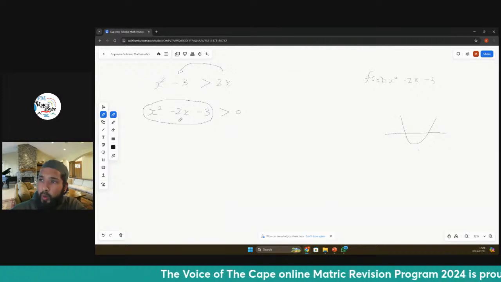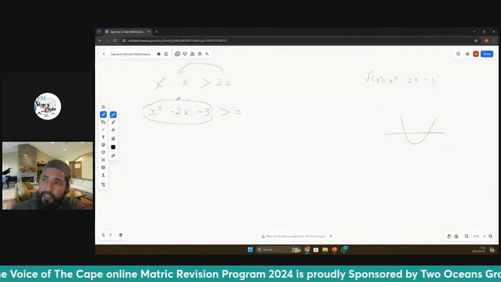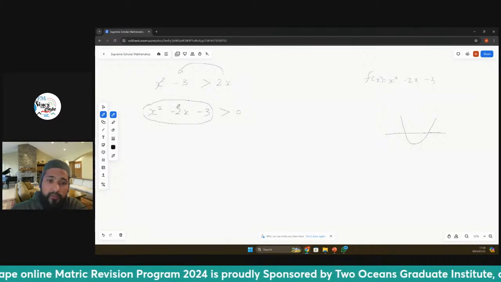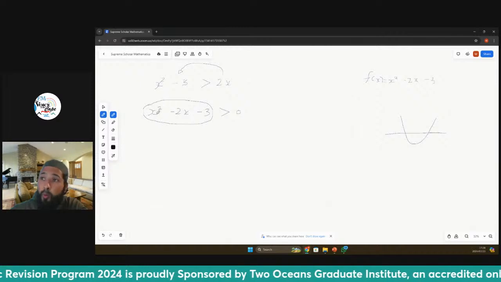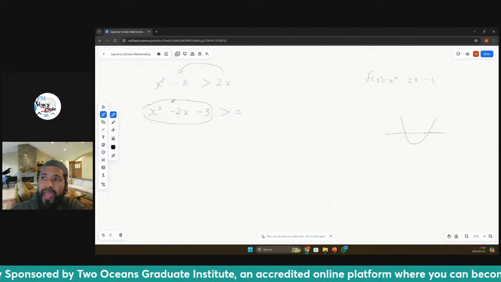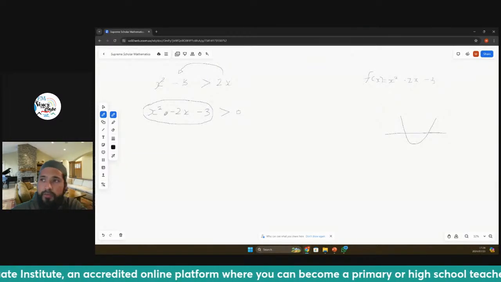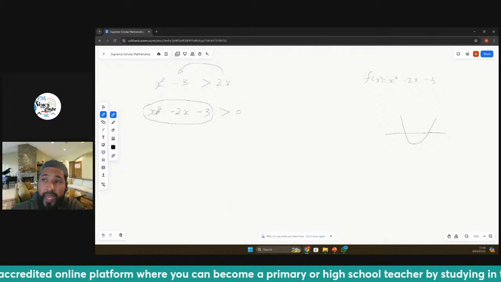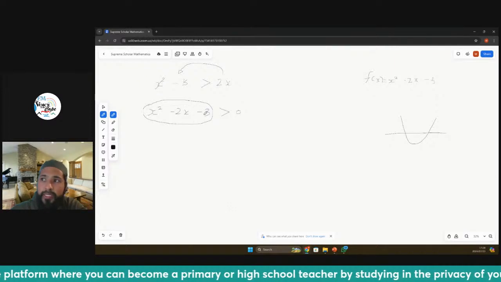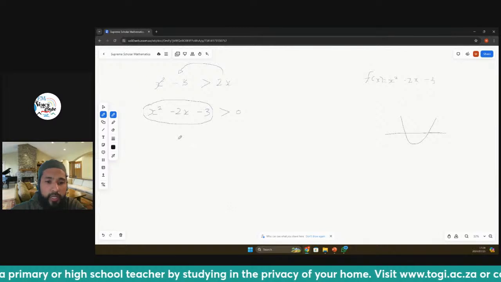So what this is asking you in English is, this is some kind of function, right? We're asking, where is this function greater than 0? In simple terms, where is this function positive? Because anything greater than 0 is positive. That's what this is asking. Where is x squared minus 2x minus 3 positive? That's all it's asking in English.